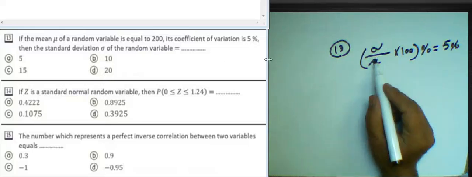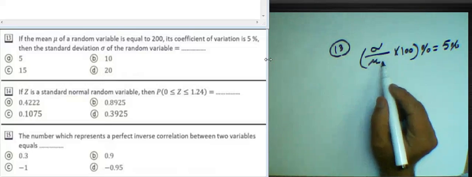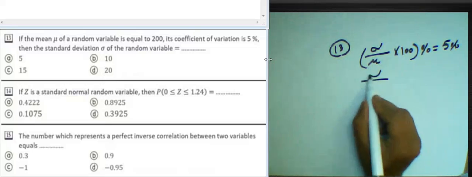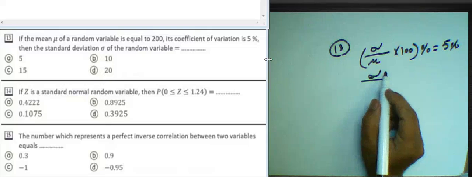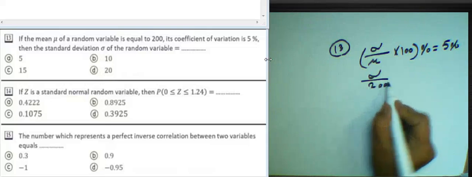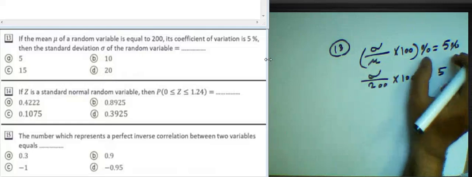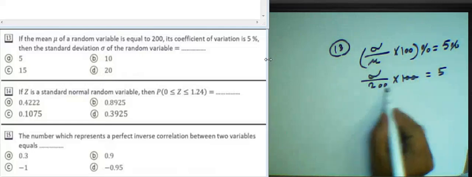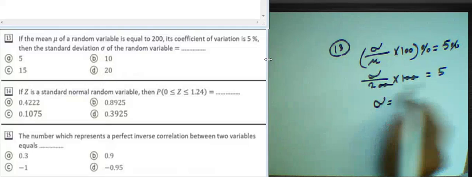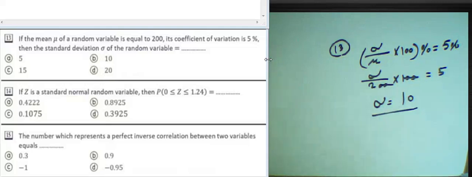Then we want to find sigma. Okay, sigma over mu, with mu equal to 100, multiplied by 100 will be 5. We can cancel the percent by percent and cancel the double zero by double zero. Then sigma will be 2 times 5 equal 10. Then the result will be letter B, 10. The standard deviation sigma of the random variable equals 10.